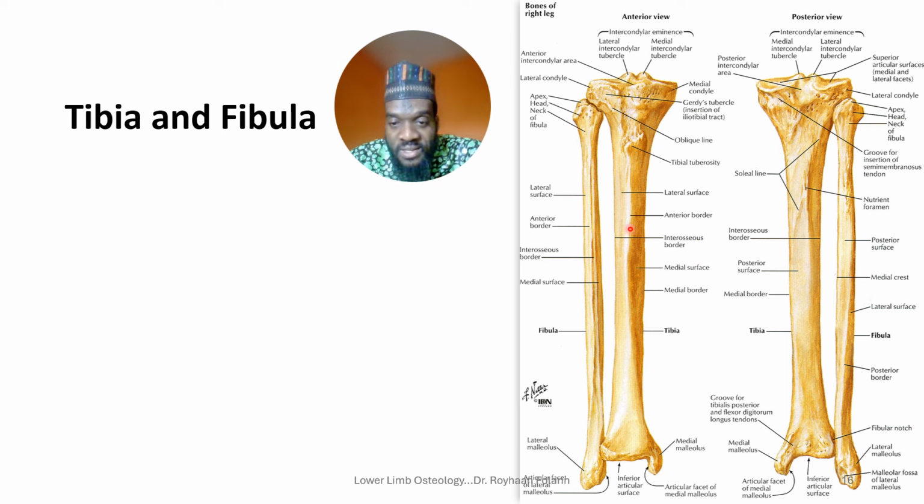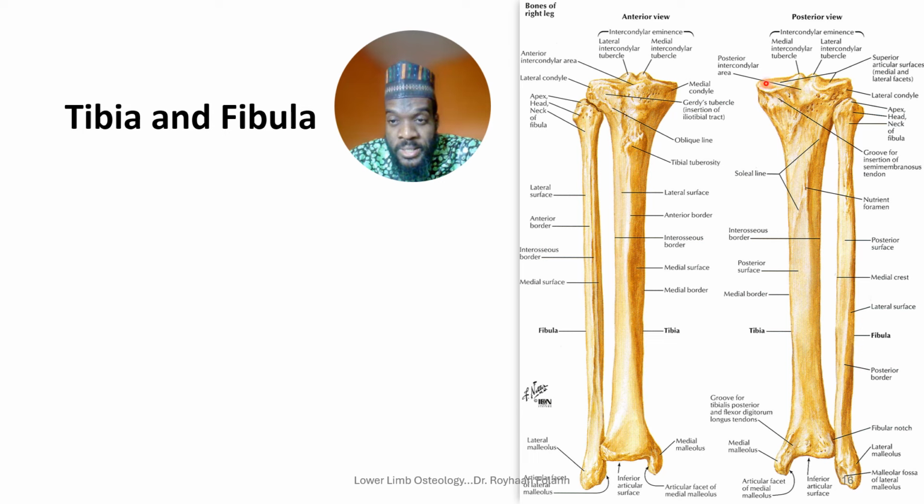So flipping this entire thing over to the opposite side, we appreciate the posterior view of the tibia and the fibula. We can see the intercondylar eminence here again. Since these are the bones of the right leg, this is the right tibia. When you flip it over, this is the lateral intercondylar tubercle. This is the medial intercondylar tubercle, contributing to the formation of the intercondylar eminence.